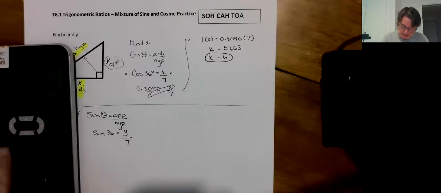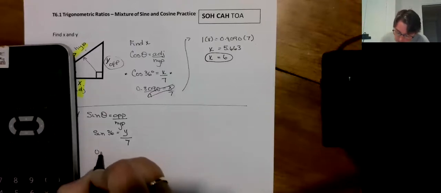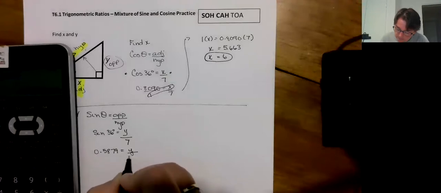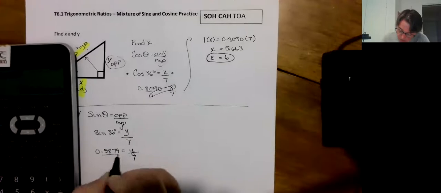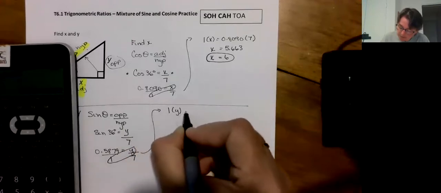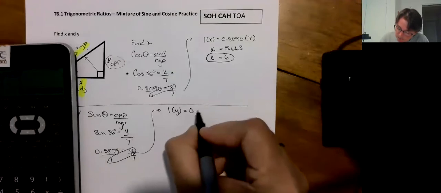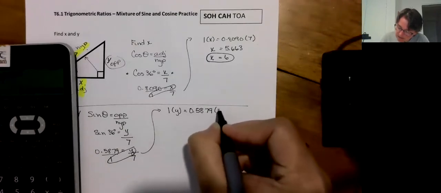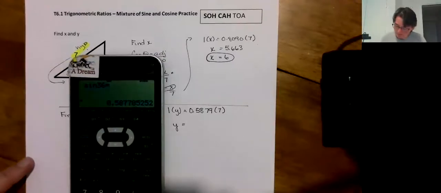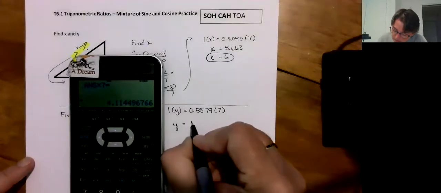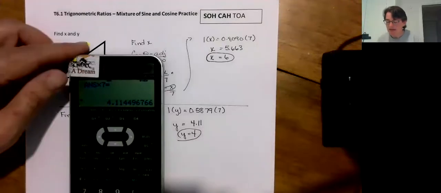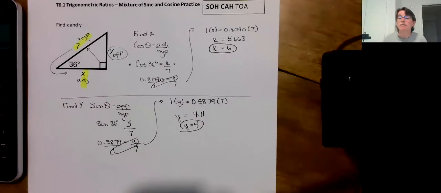So sine 36 is 0.5879. The process is almost identical to that. I'm going to put a 1 on the bottom and cross multiply. 1 times y is equal to 0.5879 times 7. On my calculator I'm going to go times 7, and y is equal to 4.11. If I'm going to round like I have been before, that is the best job that we can do.